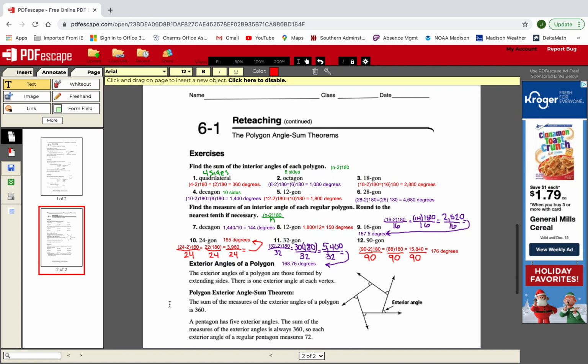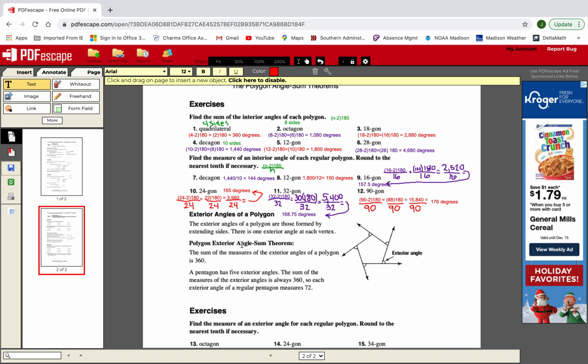All right, so exterior angles. The exterior angles of a polygon are those formed by extending the sides. There is one exterior angle at each vertex. The sum of the measures of the exterior angles of any polygon is 360. Okay, so a pentagon has 5 exterior angles, so the sum of the measures of the exterior angles is always 360. So we just need to divide that by 5 to find one exterior angle, which is 72.